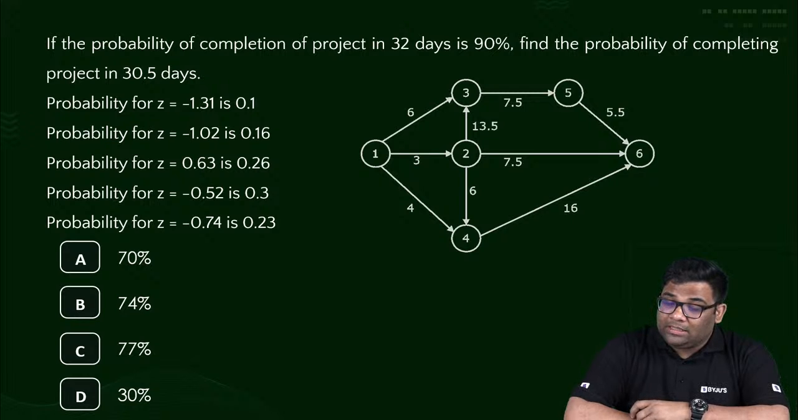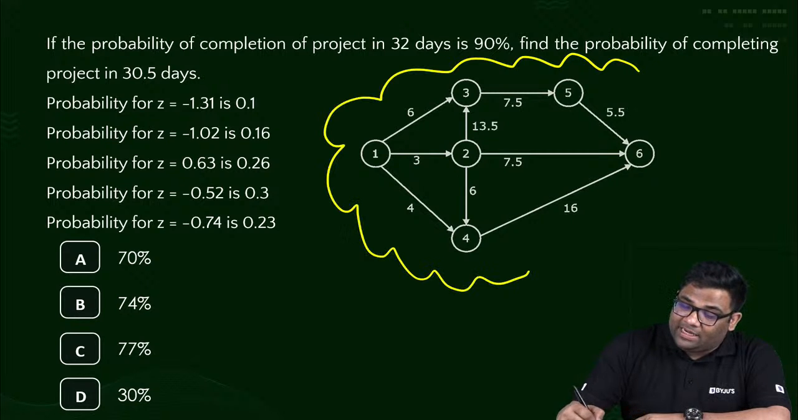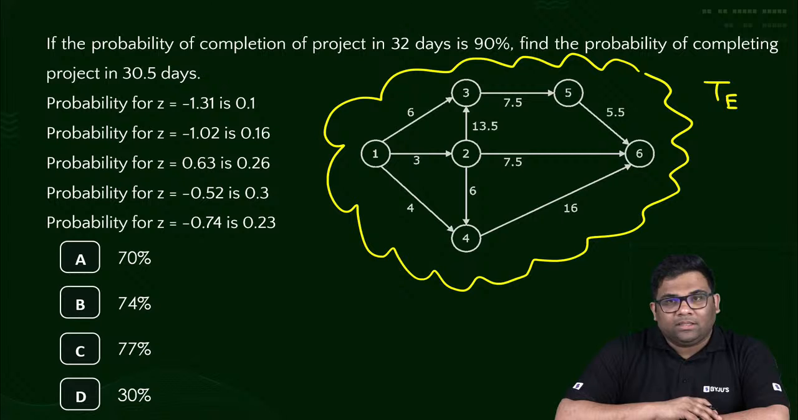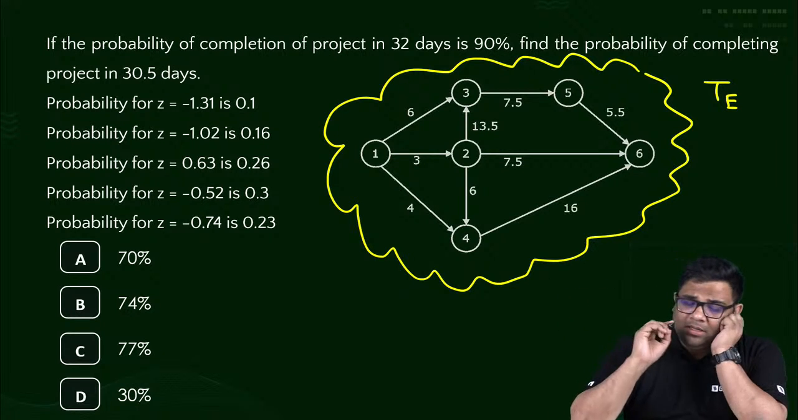In this network, the expected times of the different activities are given. From this network, you can find out TE. Give me the TE of this project. No, solve it completely, okay?